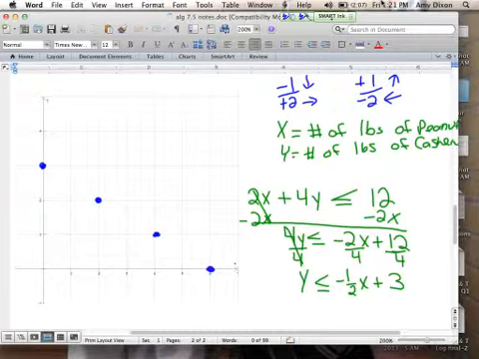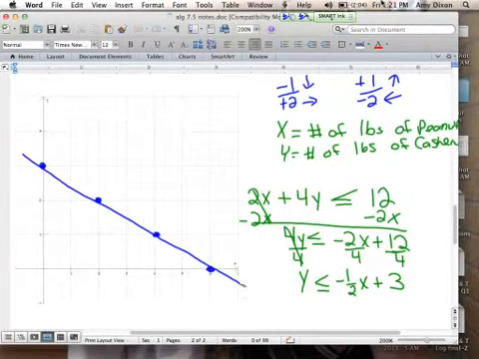Is this going to be a solid or a dashed line? Yeah, it's definitely solid. Now, using the method I talked about a while ago, because this is in slope-intercept form, you look at my inequality symbol. It says y is less than or equal to. So which way am I going to shade? Below.